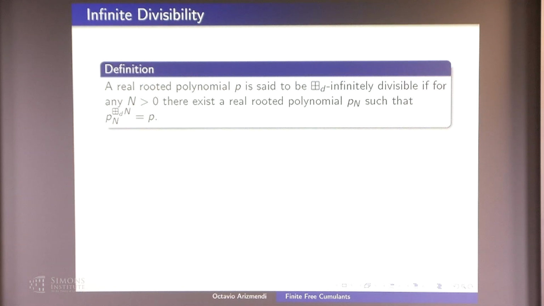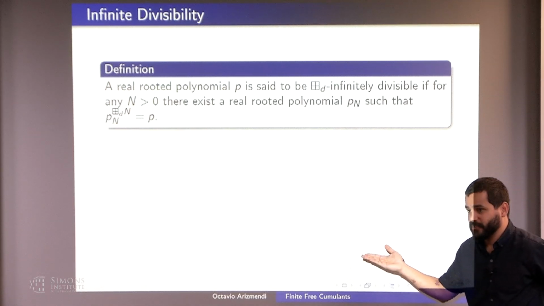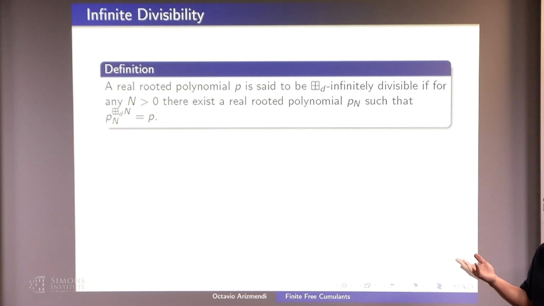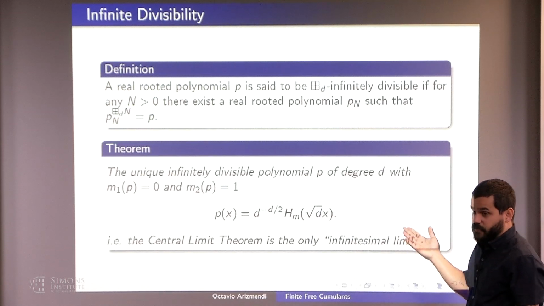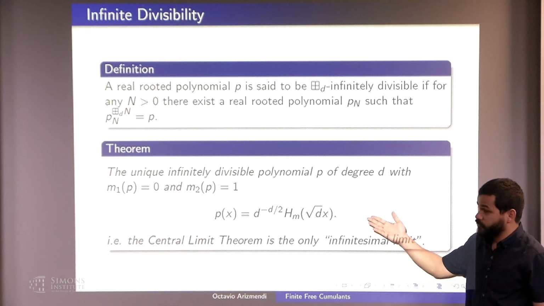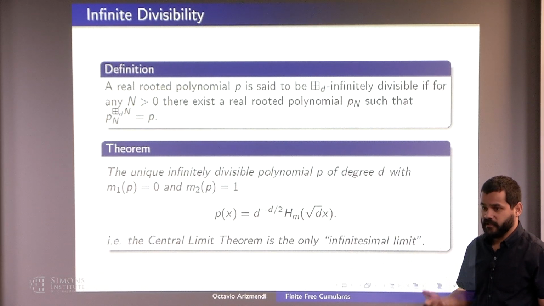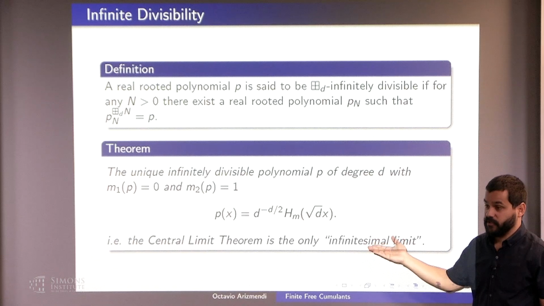Okay, so this is one question. We saw that the Poisson doesn't satisfy what it should, which is infinite divisibility. So one can ask about infinite divisibility in finite free convolution, and the answer is somehow disappointing, because the only infinitely divisible polynomial with respect to finite free convolution is the one coming from the central limit theorem.